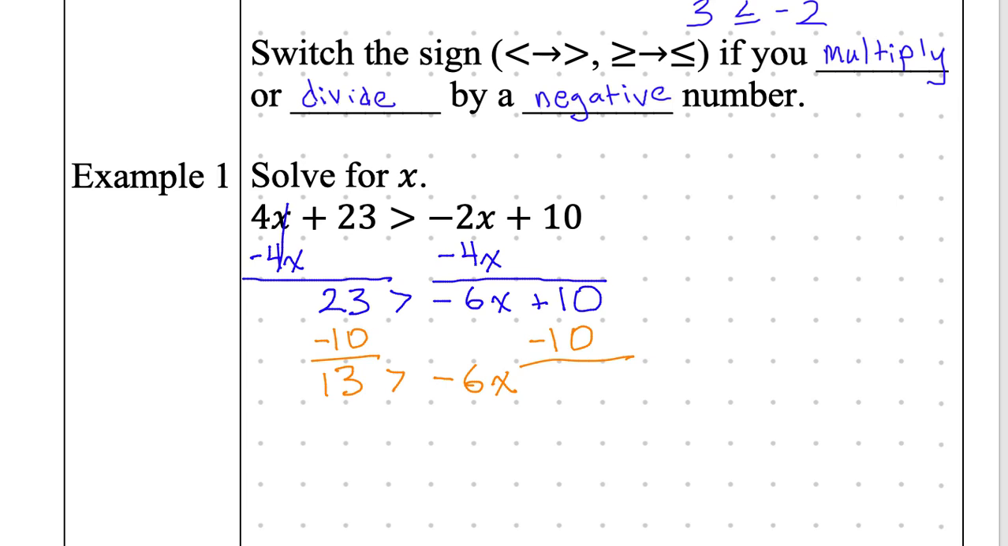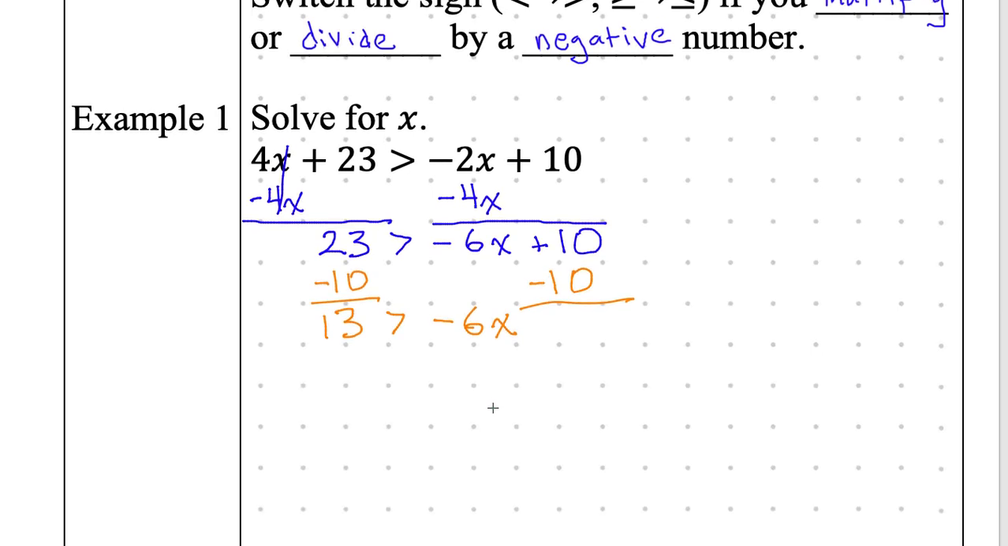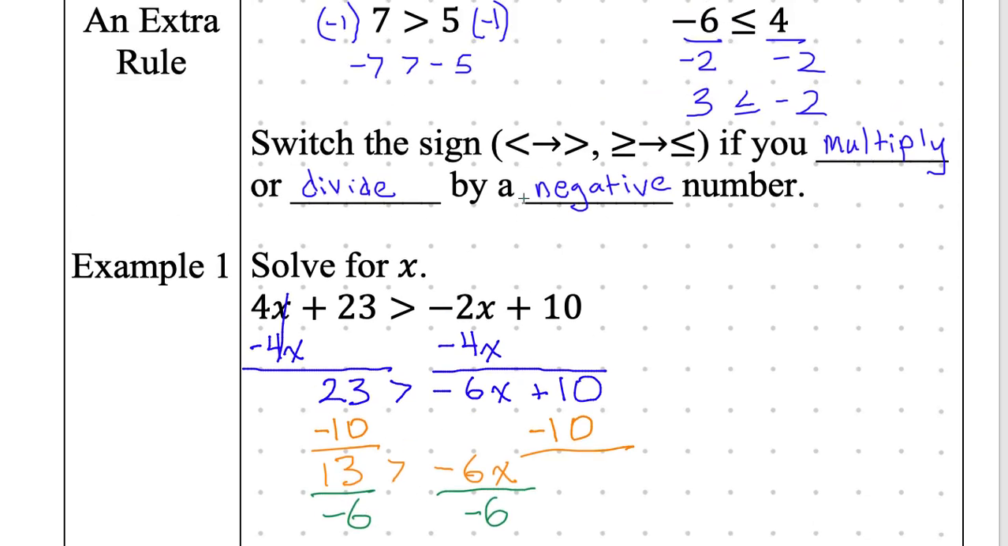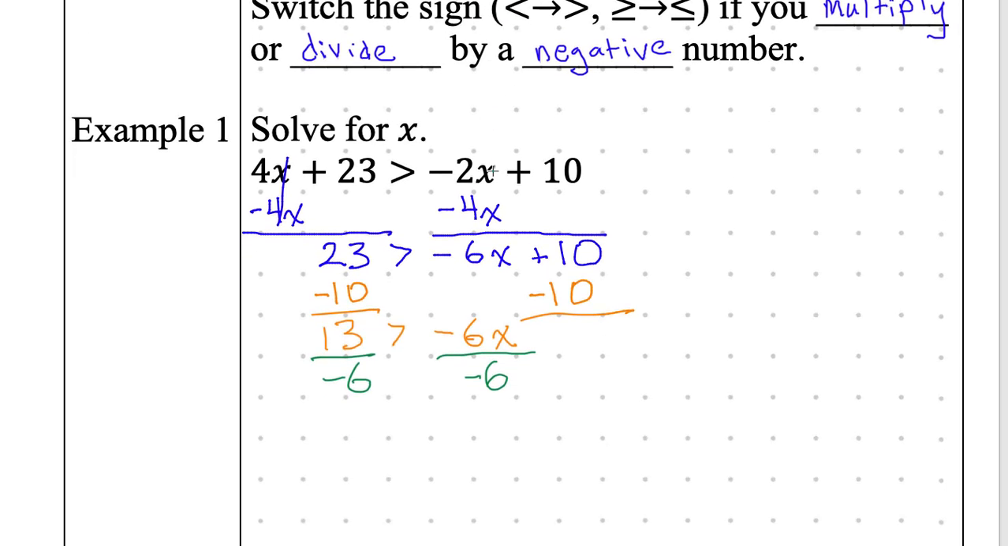Sure. You can multiply by negative 3. Multiply by negative 3 on both sides like this. Or would you just do it the same and divide? Yeah, divide both sides by negative 6. There it is. Divide both sides by negative 6. Oh, look at that. Whenever I divide by a negative, that's the rule. Whenever I divide by a negative, I need to switch the sign.